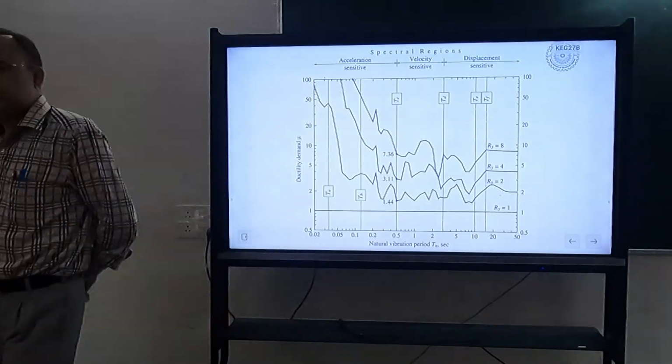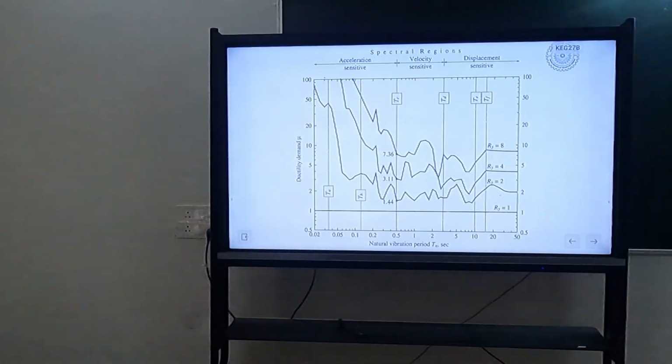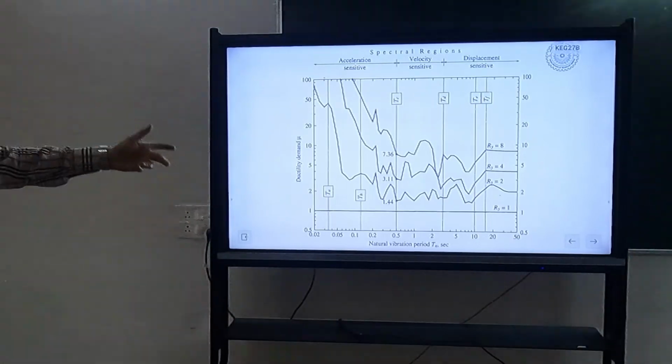Sure. This Ry equal to 8, 4, 2. These are the ratios of the yield force upon the design strength. Right. But the ductility we calculate based on the displacement or rotation. Right. Theta u upon theta y. Right. So how these are related? These are not related. This I have computed.